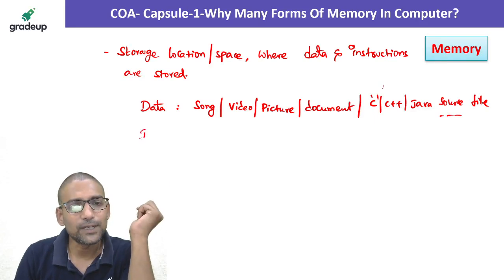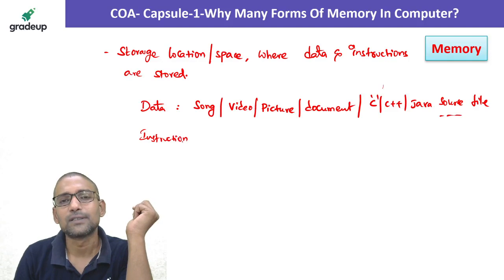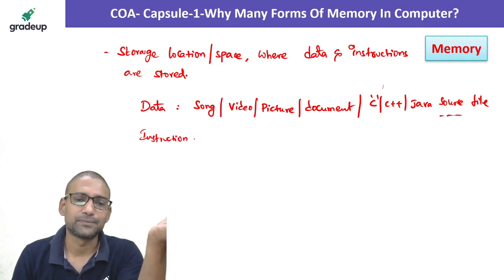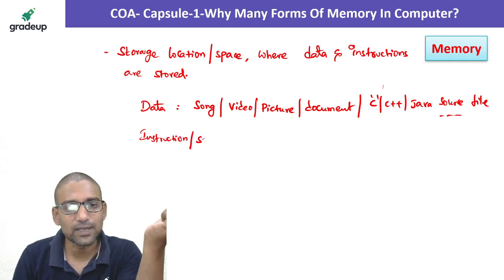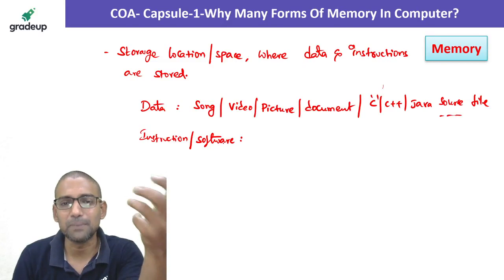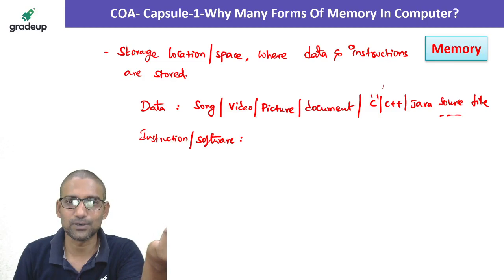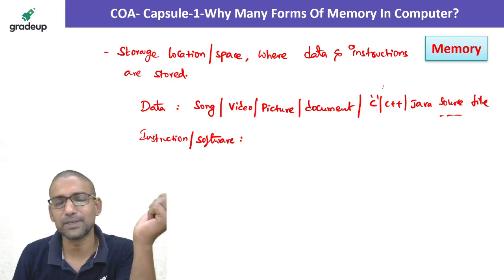Then what is instruction? Any statement, set of instructions we call as what? Program. Set of programs, software. So here instruction means software. Where do you install any software? In the memory. Yes or no? You will download and install in memory only.